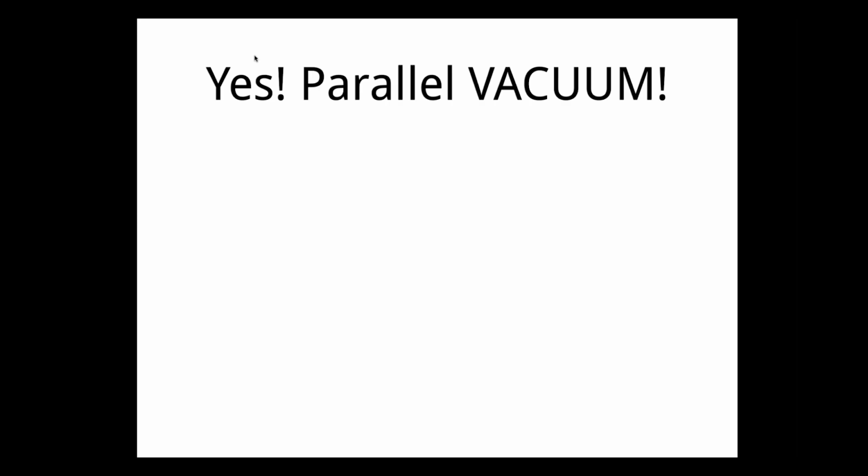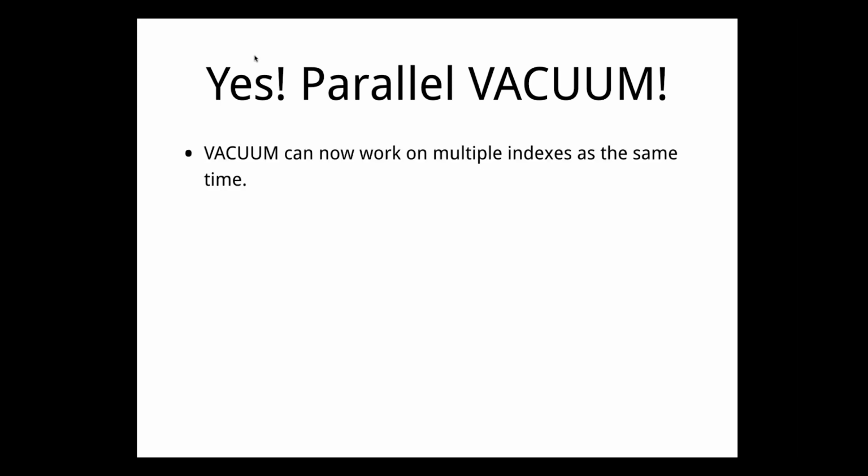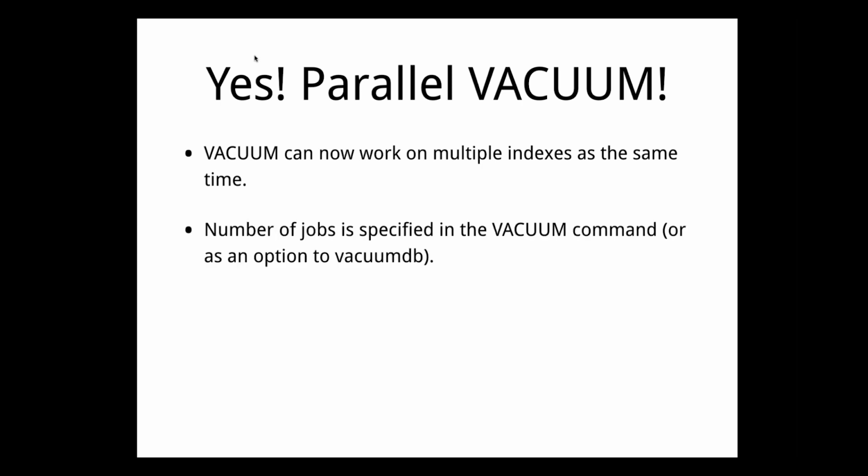Okay, and improvements to vacuum, everybody's least favorite operation in Postgres. Yes, we finally get parallel vacuum. Okay, it's not everything we could hope for, but it's a lot. Specifically, now vacuum can work on multiple indexes at the same time. So if you have 20 indexes, you can fork off a number of workers, and they can work on more than just one index at the same time. There's a parallel option now on vacuum where you can specify the number of workers.